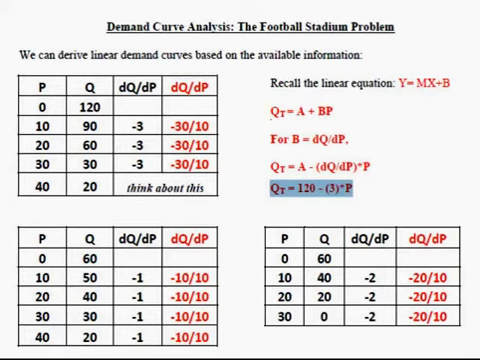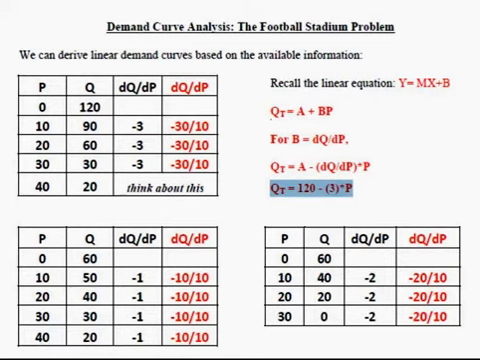You can check another point to complete the analysis here to convince yourself that this is correct. So let us choose P equals 30, Q equals 30. We're going to put 30 and 30 in for Q and P. 30 equals 120 minus 3 times 30. 30 equals 120 minus 90.